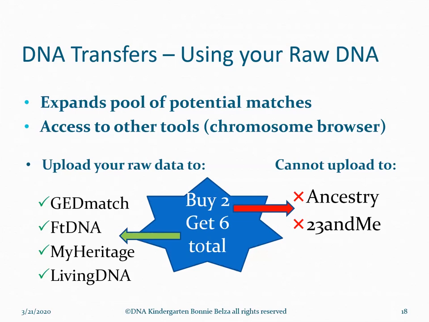I like to think of it as a buy two and get six deal. You can buy DNA testing from all of these six companies, except for GEDmatch, which, as I said earlier, is an aggregator. But you only really need to buy tests from Ancestry and 23andMe. Why is that? Because Ancestry and 23andMe do not allow you to upload the results from the other companies into their databases. But you can take Ancestry and or 23andMe results and upload them to the other four. So you can take your Ancestry raw data, upload it to GEDmatch, Family Tree DNA, MyHeritage, and Living DNA, and get more matches.